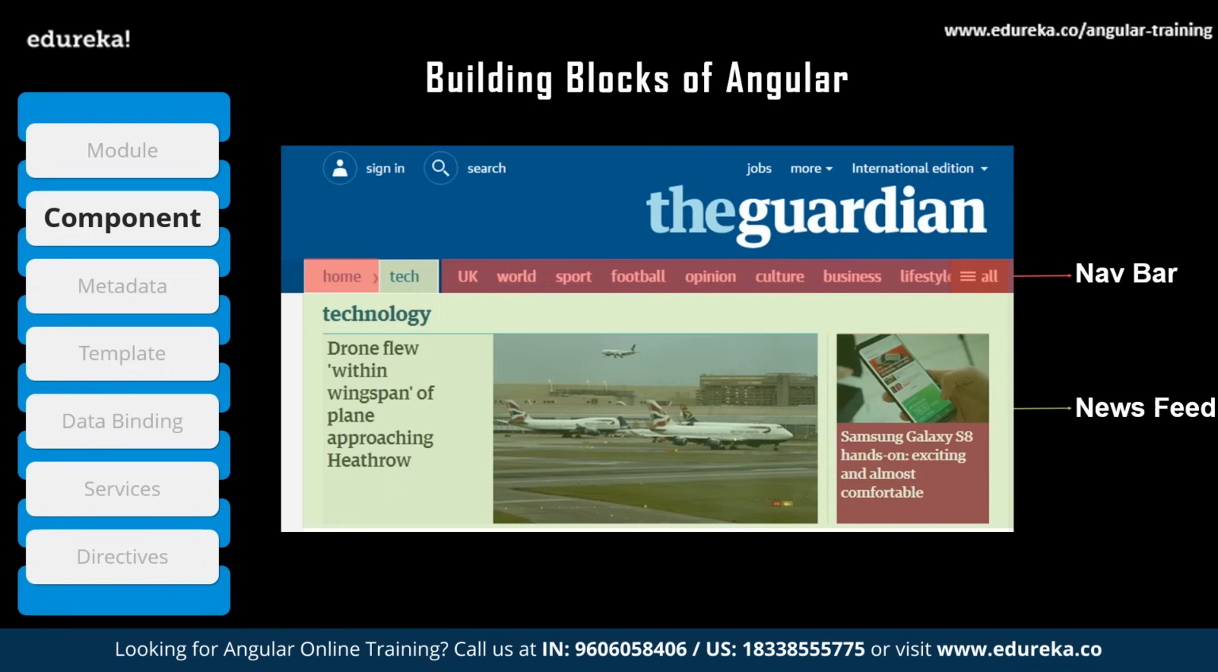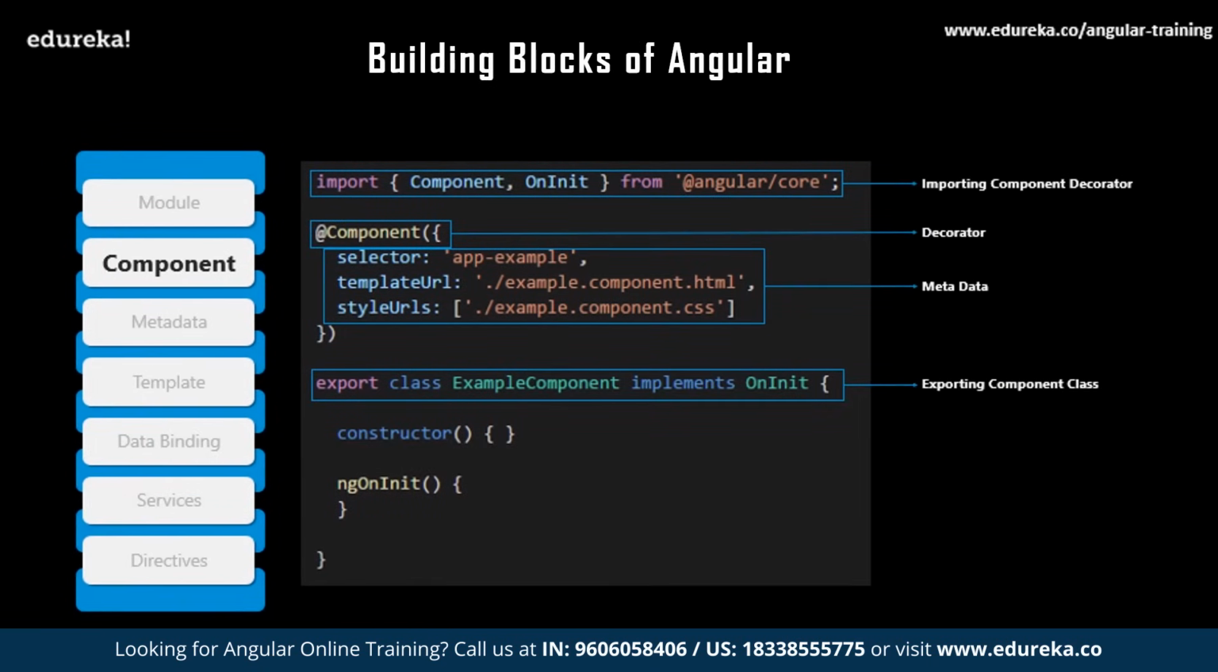ngOnChanges will respond when Angular sets or resets data-bound input properties. The method receives a SimpleChanges object of current and previous property values. It is called before the ngOnInit method and whenever one or more data-bound input properties change. ngOnInit. The ngOnInit hook initializes the directive or the component after Angular first displays the data-bound properties and sets the directive's or the component's input properties. It is called once after the first ngOnChanges method is invoked.